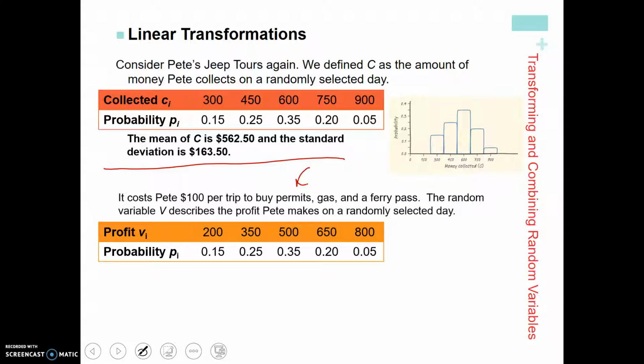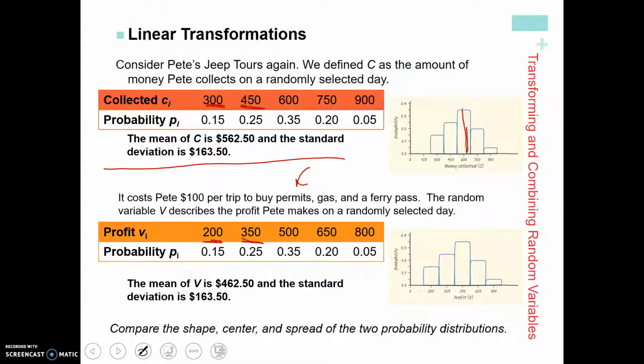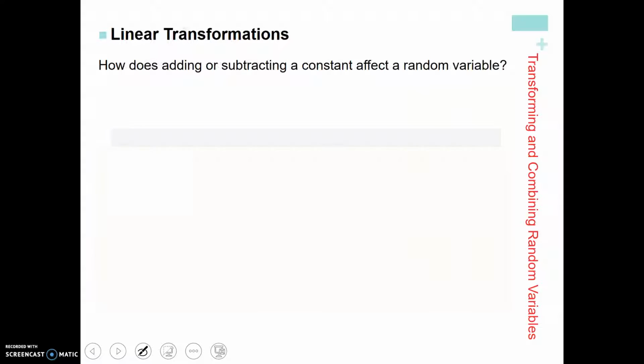I don't have to do 100 per person, I just have to do it per trip. So if he collected it from 300 people, we have to minus $100 from that. Same here, if I had 450, I have to minus 100. So let's see what minusing does. Minusing should affect where this middle value is, but it really shouldn't affect the spread too much. And that's what we do get. The mean is subtracted by 100, but the standard deviation stays the same.